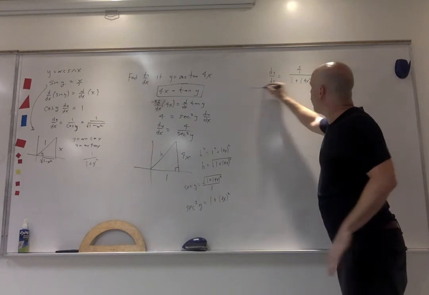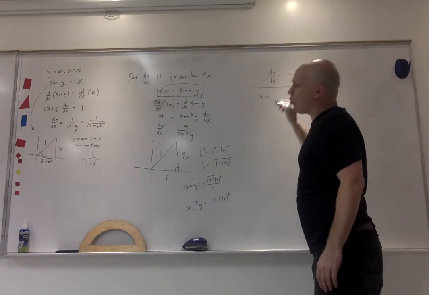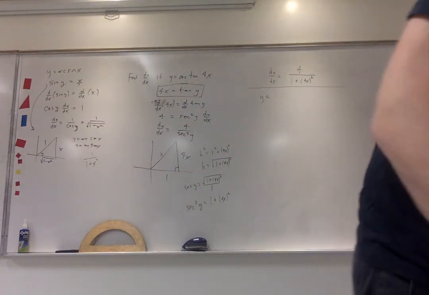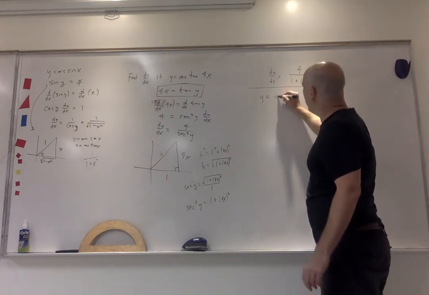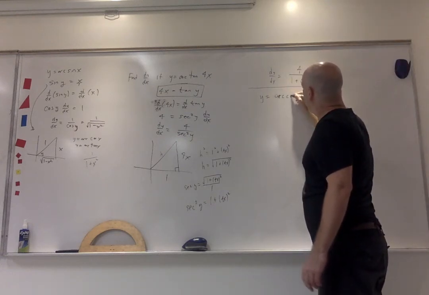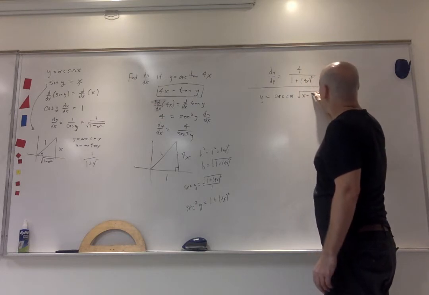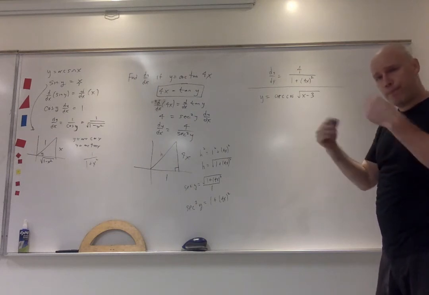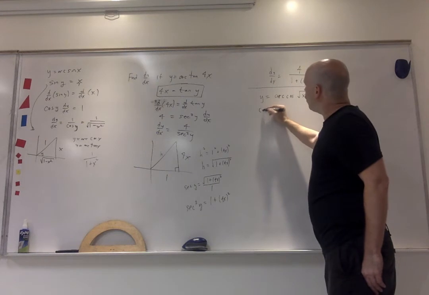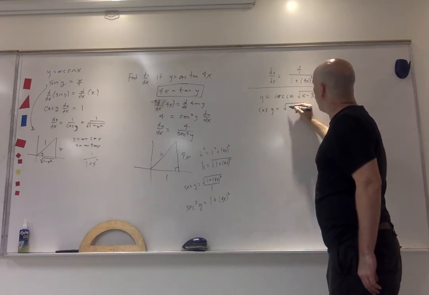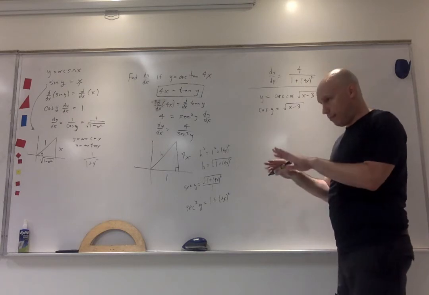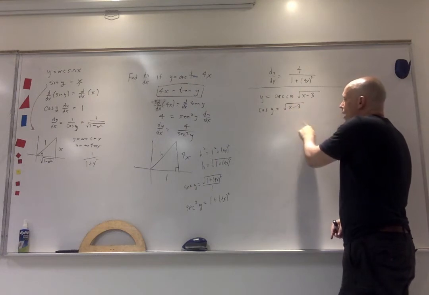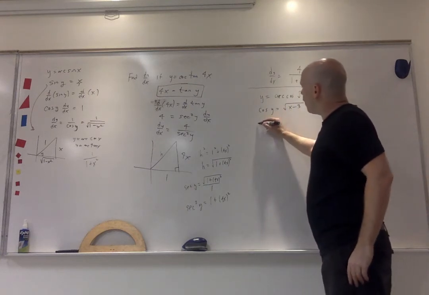The last one I want to show you out of the book is y equals the arc cosine of the square root of x minus 3. It's tricky stuff. You're like, what is that? Take it slow. First, undo the arc. The cosine of y is equal to the square root of x minus 3. This is going to be the adjacent in the triangle. Take the derivative of both sides.